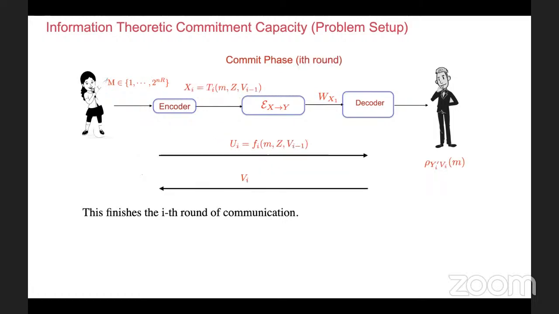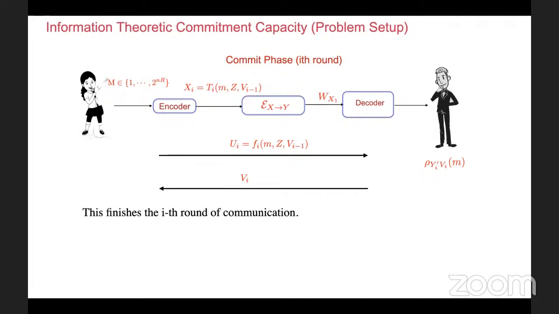After obtaining this output V1, Bob sends it back to Alice, and then in general, in the ith round, depending upon the input received from Bob, Alice applies some function on her chosen message, her private randomness, and the input variable from Bob in the (i-1)th step. She again applies some function and sends it across the channel to Bob. This finishes the ith round of communication between Alice and Bob.